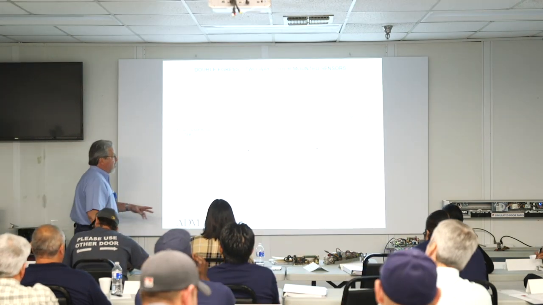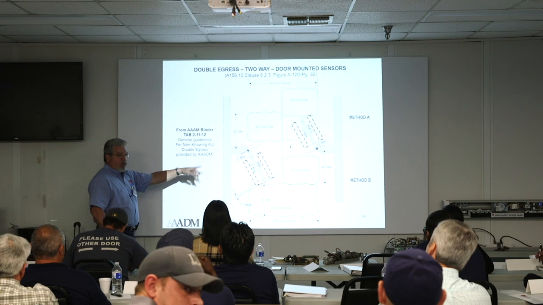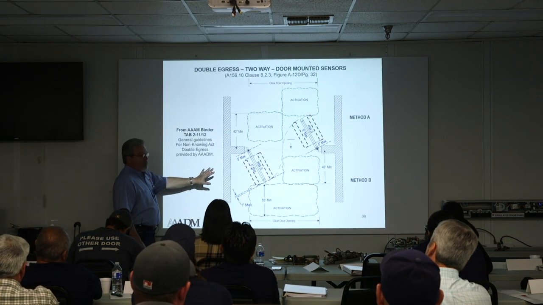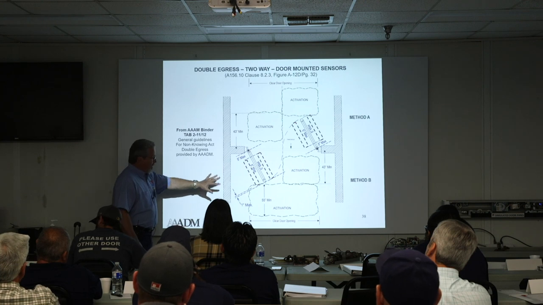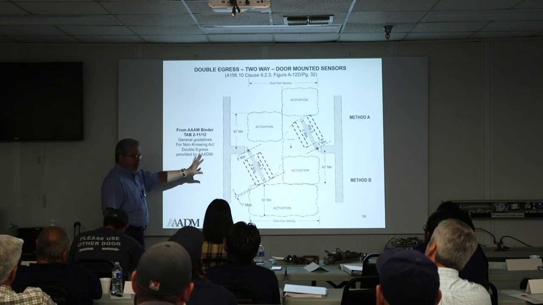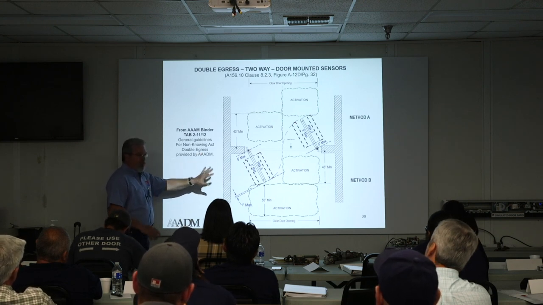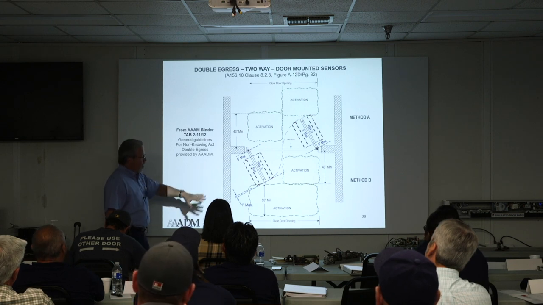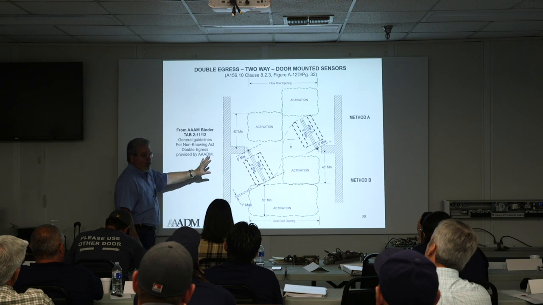So this is a typical double egress set of doors, and this is the double egress set of doors set up for full power. So you see the conglomeration of sensor requirements and whatnot. That's why most double egress hospital corridor doors are low energy, because you take away all the red and green and you're good to go.